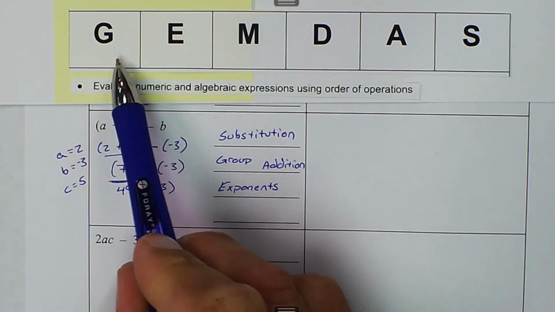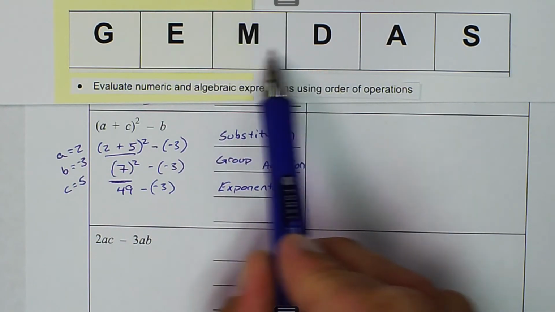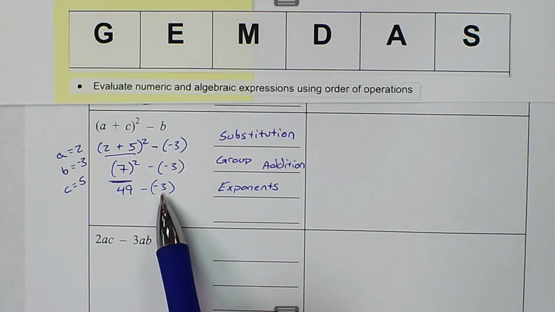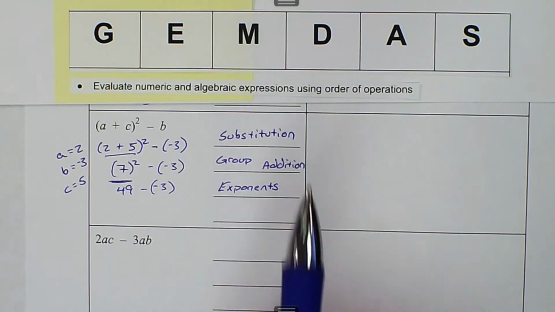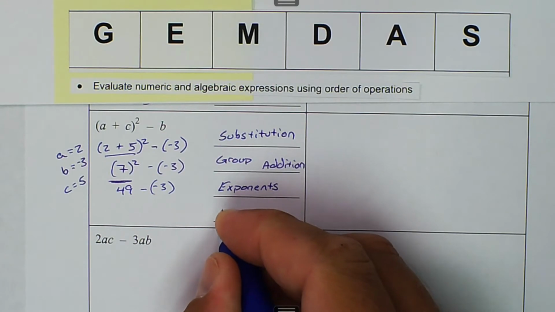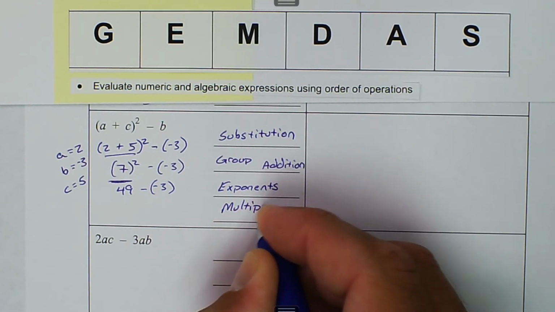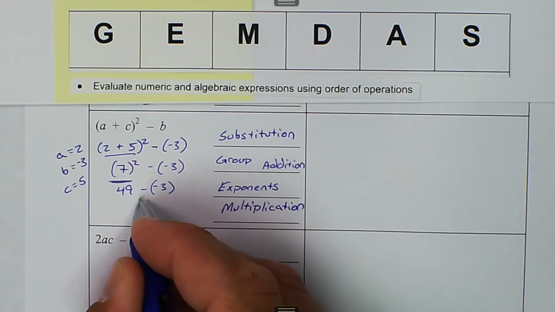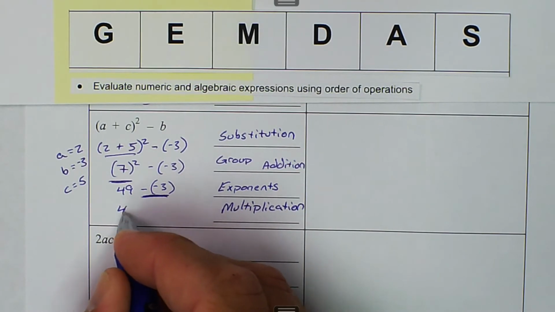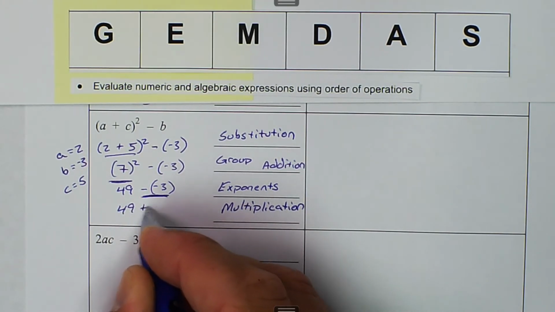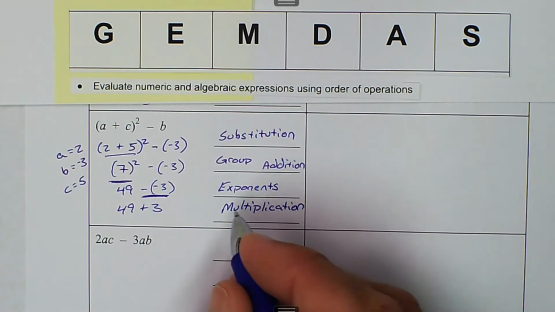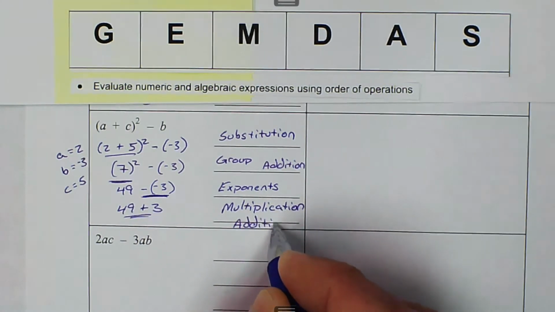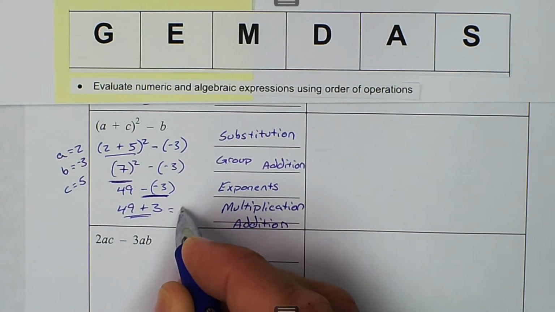We can look. Any groups? No. Exponents? No. Multiplication or division? In this case, we do have multiplication because we have a negative sign outside of a parenthesis. So really that's saying -1 times -3. So we can say multiplication. And then we get right here, that multiplication right there is 49 plus 3. And then the last step we can do is addition. And that is equal to 52.